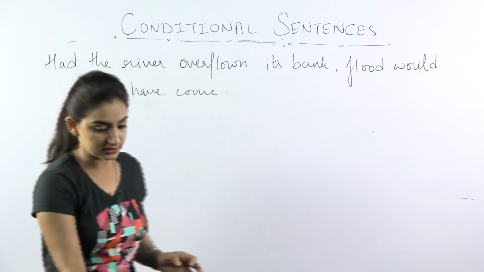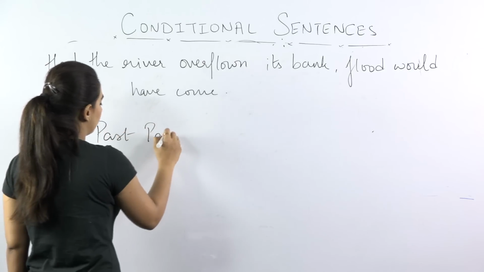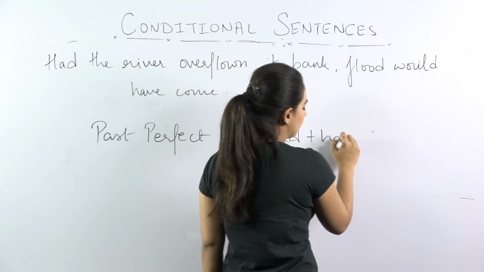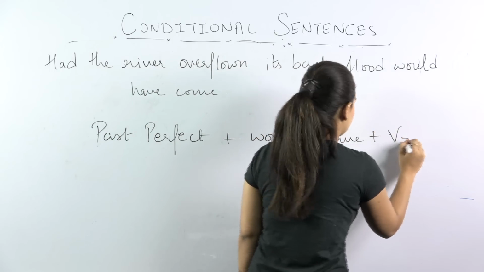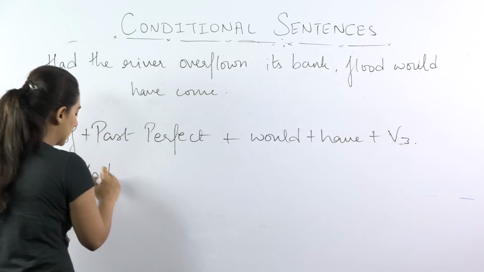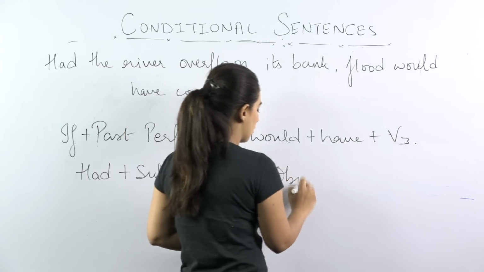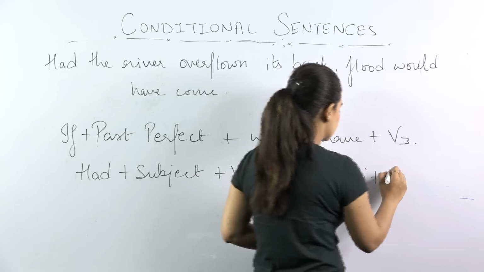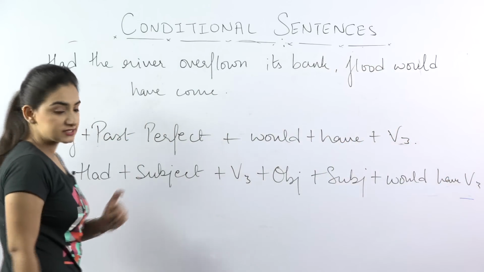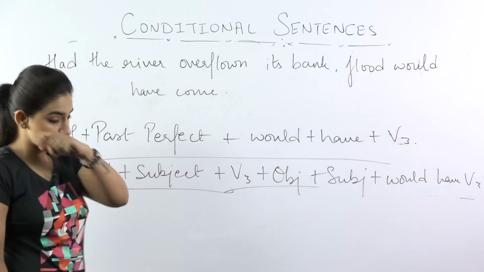यहाँ पर आपको बताया था that the sentence that starts with past perfect tense, it will be followed by would have V3. Either you can write it like this with an if in the starting, or you can write it like this: had plus subject plus V3 plus object plus subject plus would have V3. Now, the condition that is given over here is according to the second sentence structure.